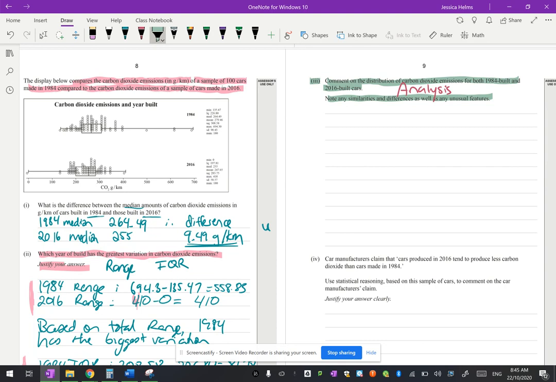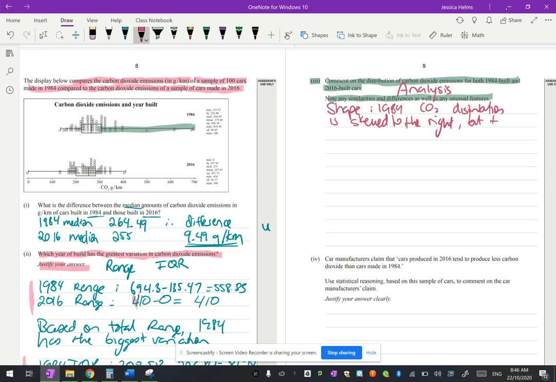May as well start with shape. Okay, so shape. Now, it's probably quite clear to see that the 1984 has a significant skew here. So the 1984 carbon dioxide distribution is skewed to the right. Okay, the direction of the skew is always the direction of the arm.